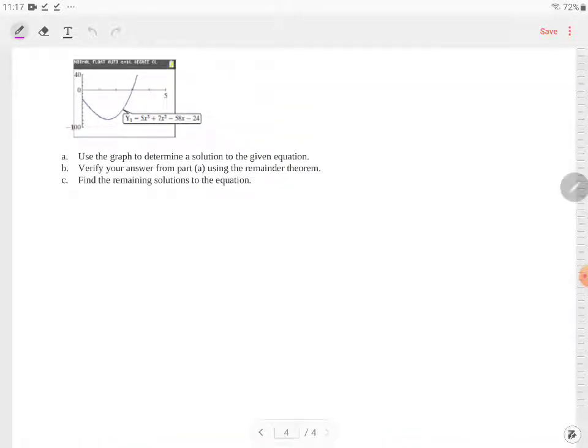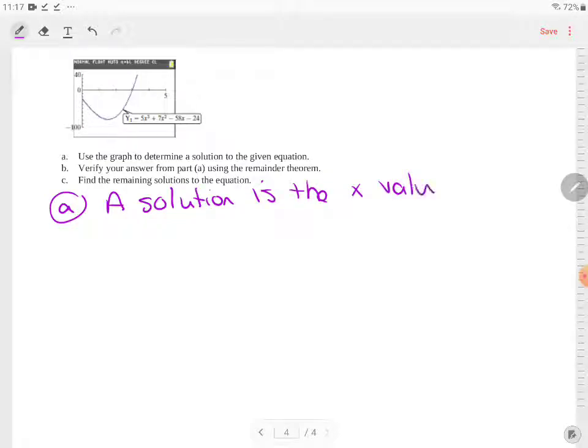Now, you can also work this given a graph. So it says A, use the graph to determine a solution of the equation. So a solution is the x value when y equals 0. And if you notice, they have given us a graph. So x is equal to, if you count over, 3 when y equals 0. Okay, B, verify your answer.